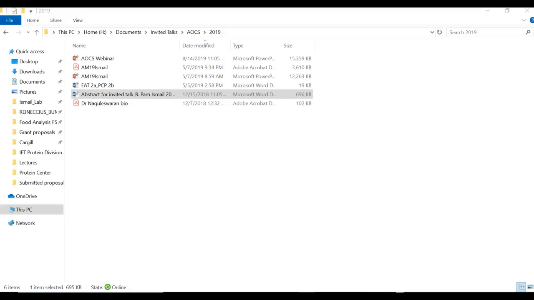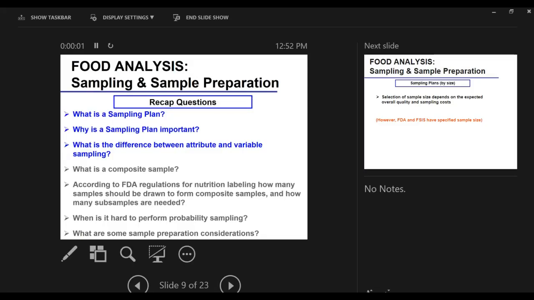Let's pick up where we left off. All right, so some recap questions. Those in gray, we haven't gotten through them yet. Look at them later when we're done.